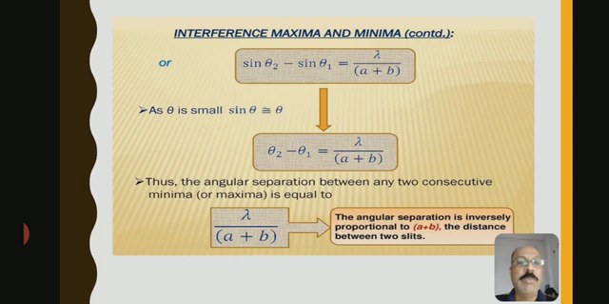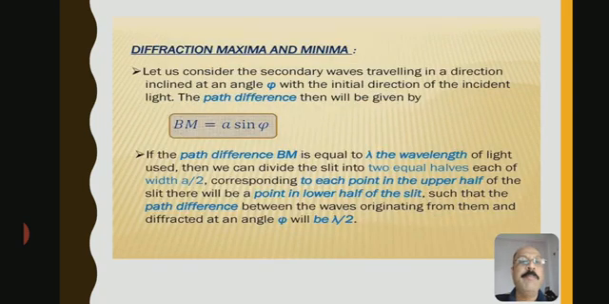Therefore, theta 2 minus theta 1 is equal to lambda by a plus b. Thus, the angular separation between the two consecutive minima or maxima is equal to lambda divided by a plus b.